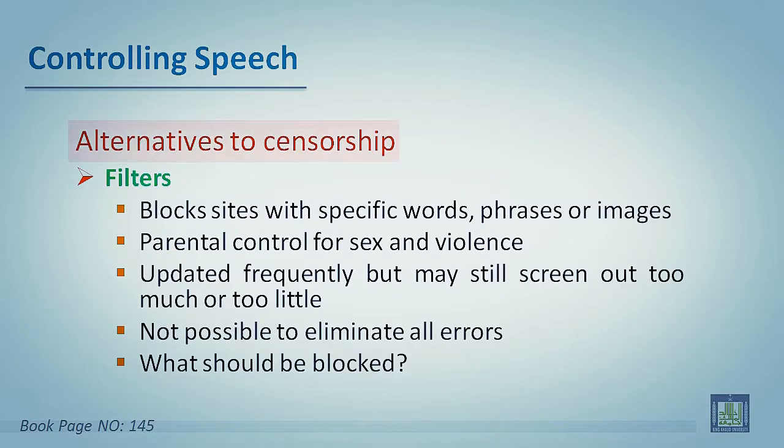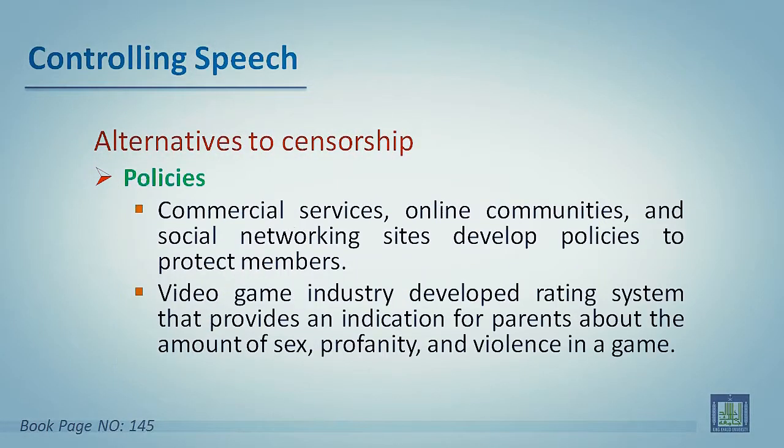Now let's move to alternatives to censorship. Actually, there are two main alternatives to censorship. The first one is filters. Filters block sites with specific words, phrases, or images and make it easy for parents to control the content their children may watch, especially for sex and violence. Filters are usually updated frequently but may still screen out too much, and the elimination of all errors in the content to be blocked is not possible.